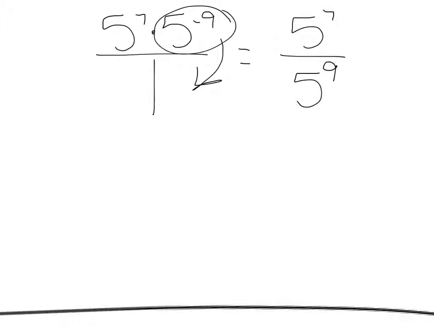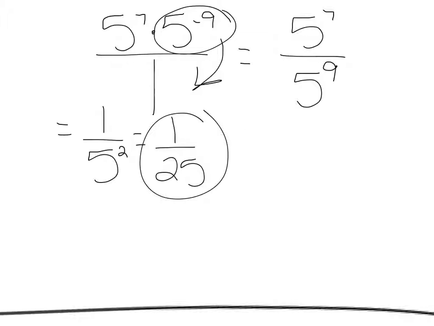How many will cancel out? 7 of them are going to cancel out. How many am I left with? 2. And where are they at? Denominator. Okay, so I have 1 over 5 squared. And what is 5 squared? 25. 1 over 25. Okay, that's one way. They're both pretty easy. I don't think one is easier than the other.